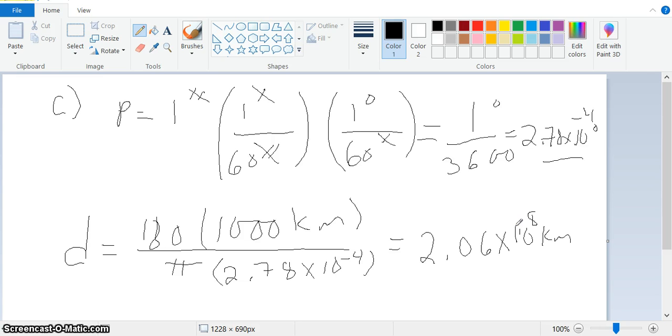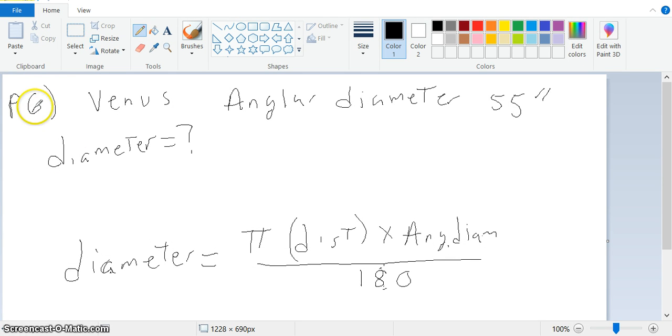All right, I'm going to set up the next problem. This is problem number 6. It tells us that Venus has an angular diameter, as seen from the Earth, of 55 arc seconds, that's the double hash mark. What is its actual diameter? It's kind of like the parallax equation, where the diameter turns out to be what we call the baseline, and the angular diameter is like the parallax. So if we know the distance and the angular diameter, we can tell how big the object is.